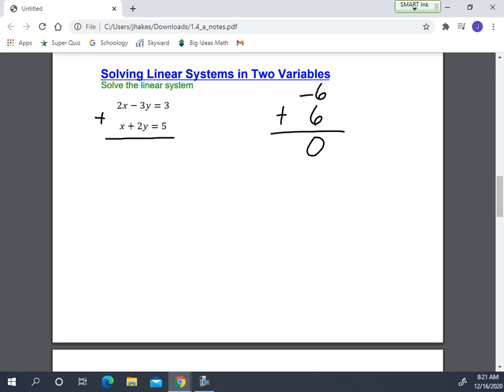Well, what if I had a positive 7z? How would I get rid of 7z? Well, I'd subtract 7z. That is 0. Okay, so there's a couple examples. Now, looking at my equation over here, I have to create an opposite. I have to either get rid of this 2x or 3y. I have to get rid of one of those variables to solve for the other.